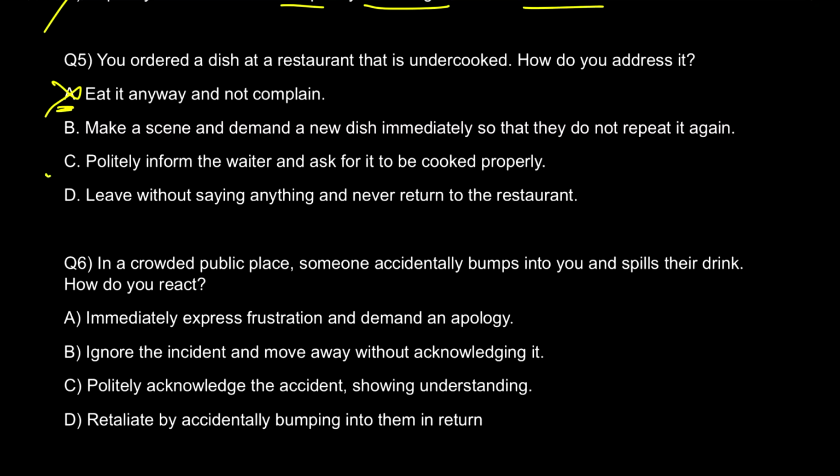रादर पोलाइटली इन्फॉर्म हिम दैट चीजें ठीक नहीं है, प्लीज ठीक करके वापस दो ताकि आपका भी नुकसान ना हो, एंड एट द सेम टाइम यू आर एड्रेसिंग दिस इशू वेरी पोलाइटली एंड प्रोफेशनली. So option C makes it the answer. Making a scene is not correct and leaving without saying and never returning से सामने वाले को पता भी नहीं चलेगा what went wrong. So that is again not an emotionally intelligent person's characteristic.